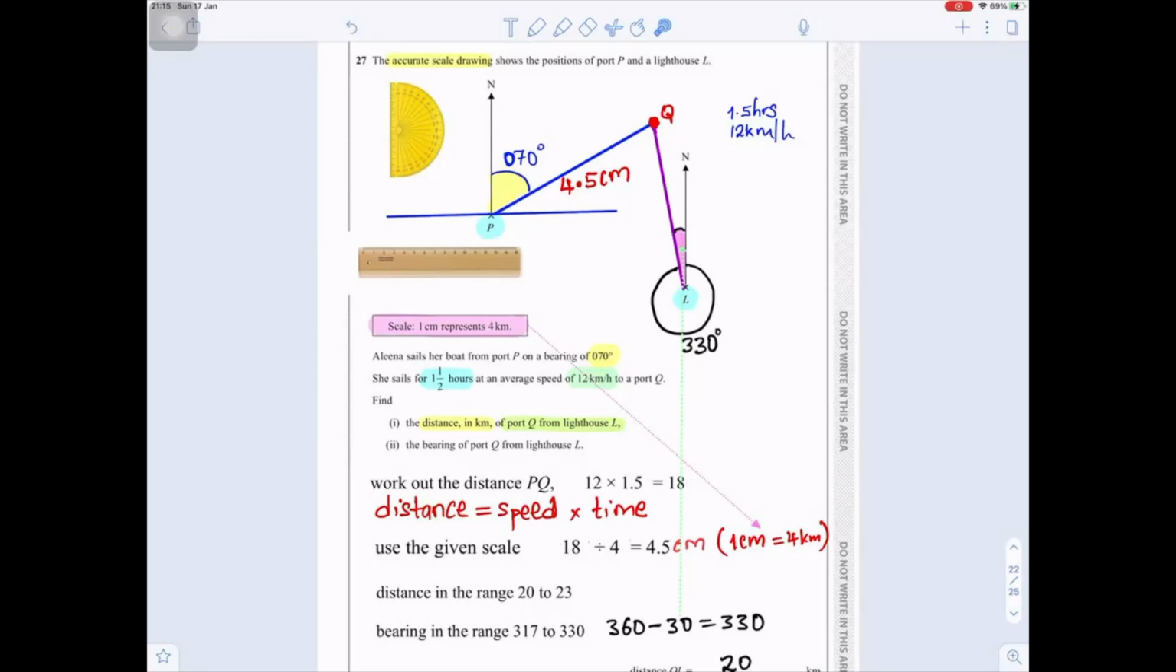Now we want to change it to centimeters. We know that 1 centimeter is equal to 4 kilometers. So we use the given scale. 18 divided by 4 gives you 4.5 centimeters. So we want to draw 4.5 centimeters. That's what we're going to do on the diagram. The distance from P to Q is 4.5 centimeters.